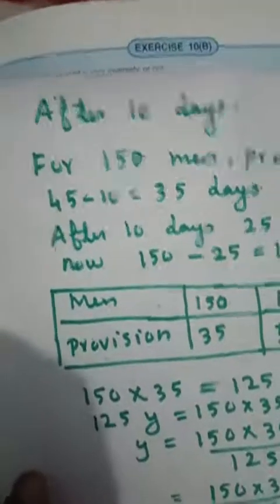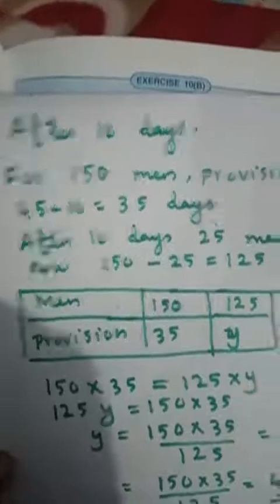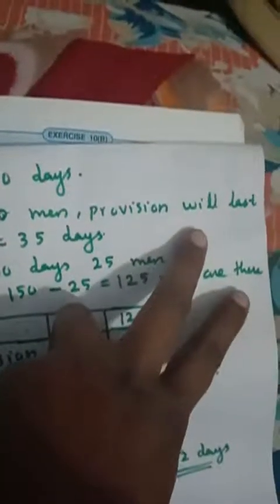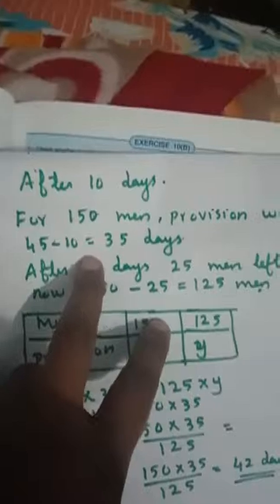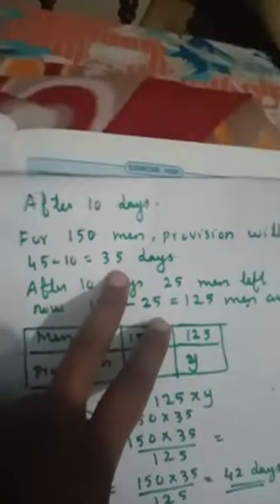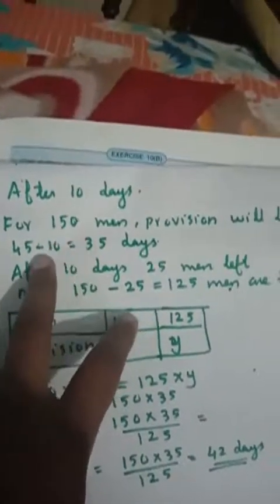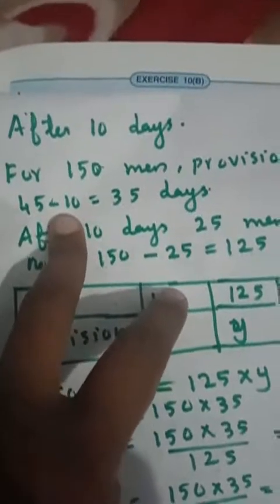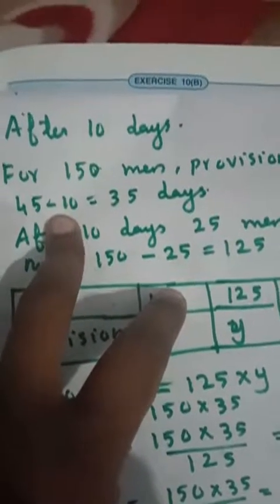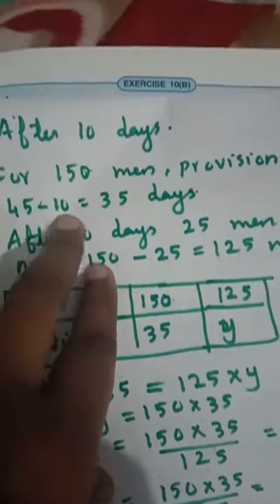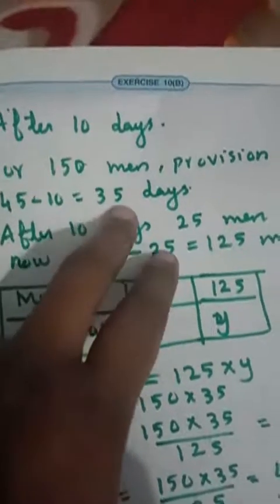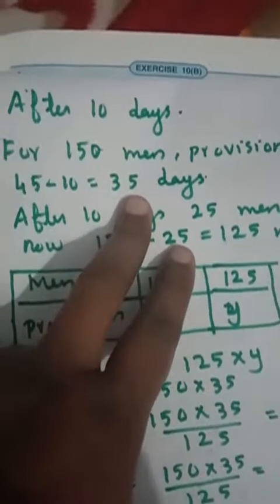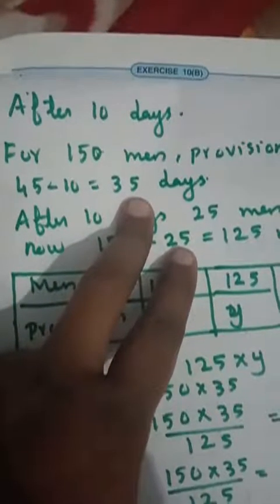Okay, see, after 10 days, for 150 men the provision will last 45 minus 10, that means 35 days. If 150 men are there, 45 days of food is there. But after 10 days, 10 days are over, and in these 10 days they consumed food, so we subtract: 45 minus 10. The food of those 10 days must be subtracted. So it is 35 days. Now only 35 days of food is there.